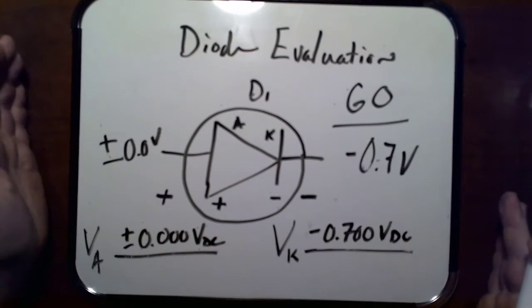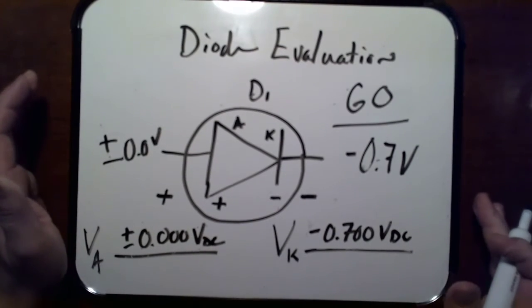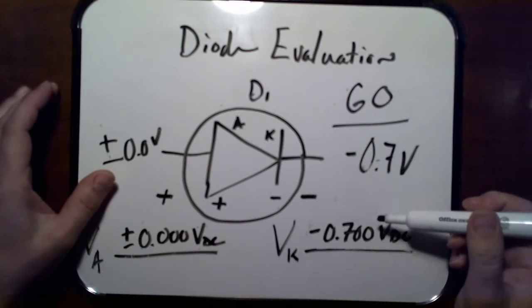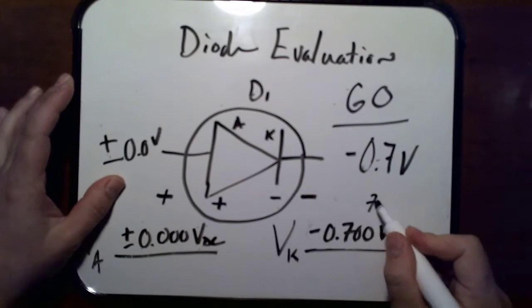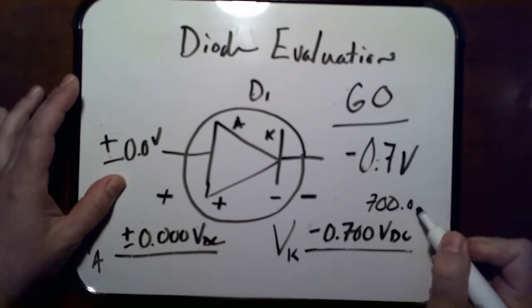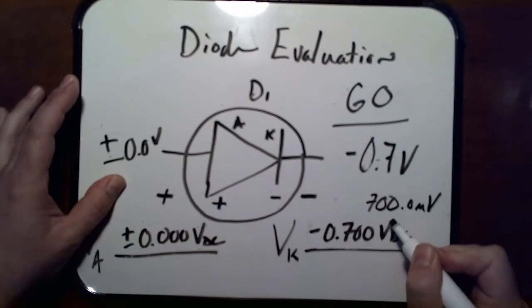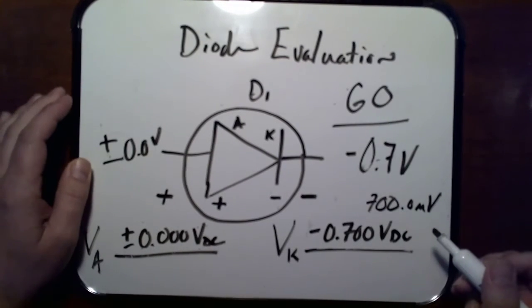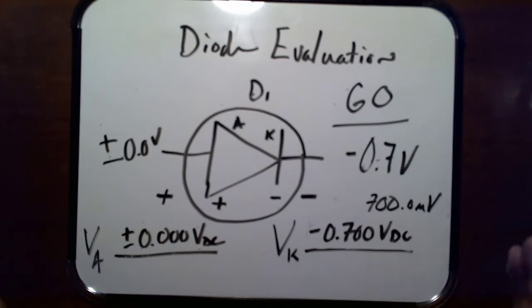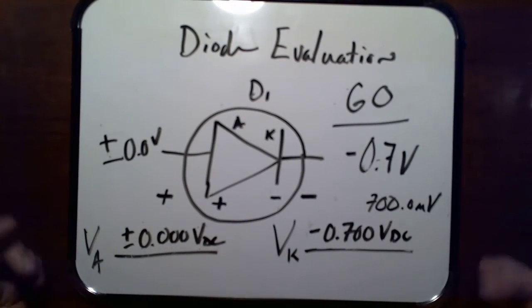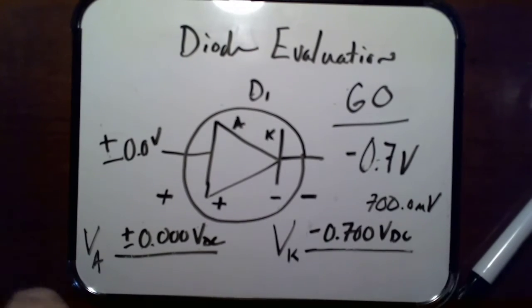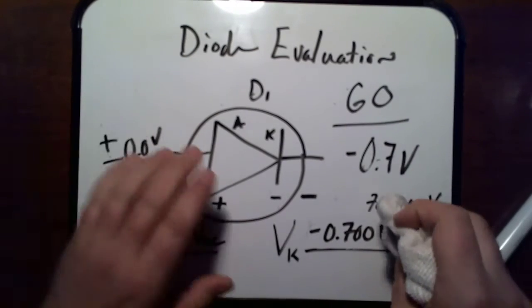Since I'm comparing volts to volts, and I'm going to be doing a lot of circuit math on this, I'm not converting this over to 700 millivolts. I'm just going to leave it at 0.7 volts. It's easier to have things be in the same order. Let's do another one. So here we saw a go.